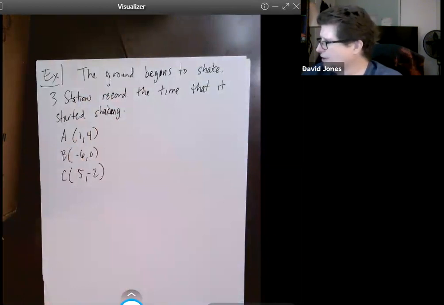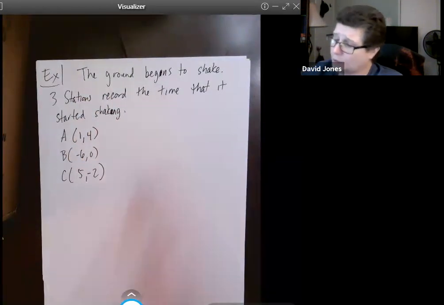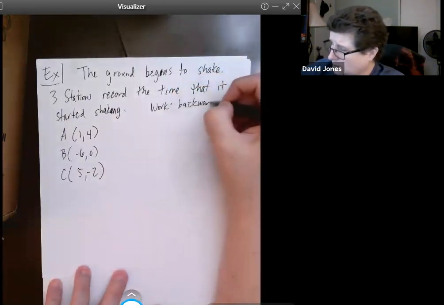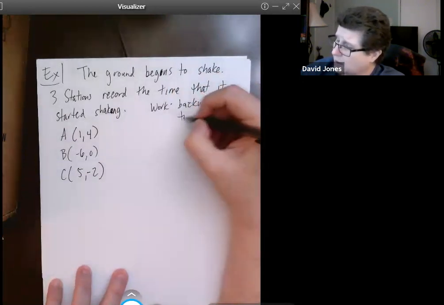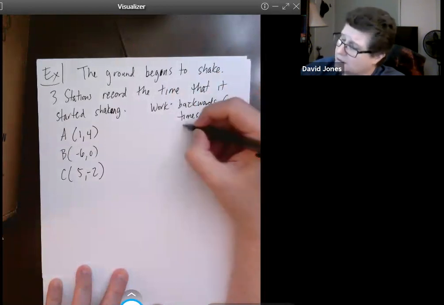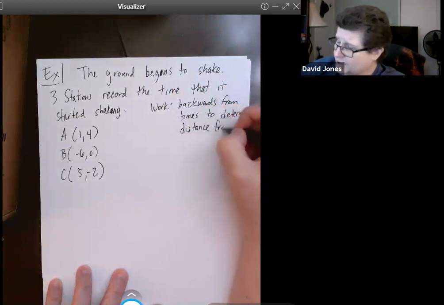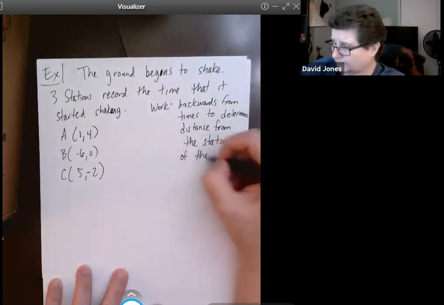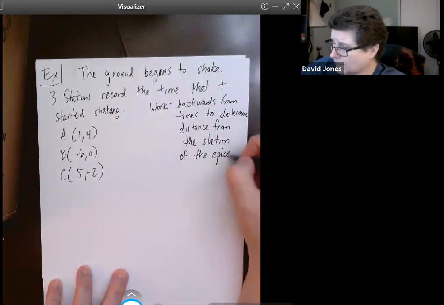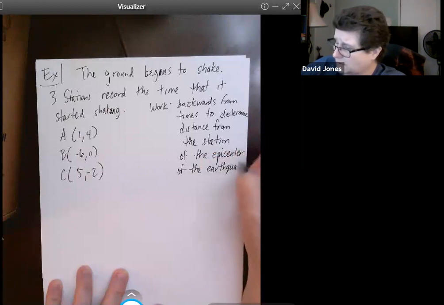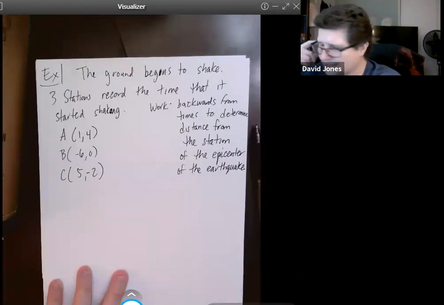Now, they figure out what time it starts shaking, and they work backwards from time to determine the distance from the station to the epicenter of the earthquake. It can be pretty complicated. They have devices that do it.